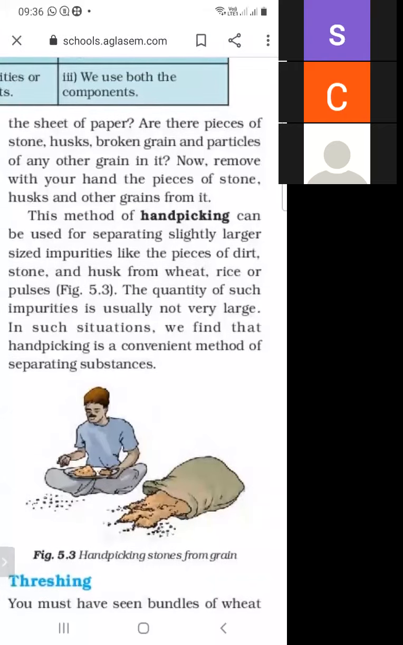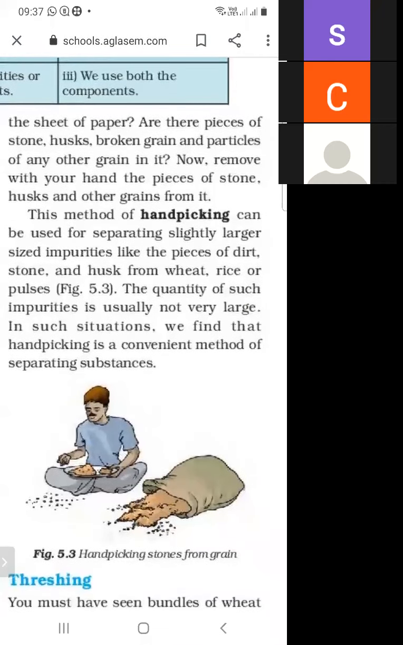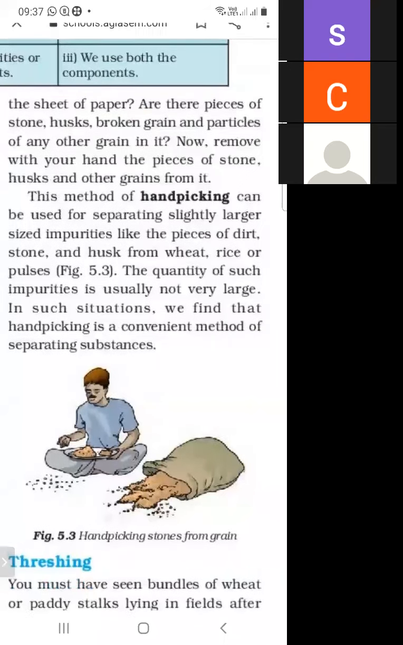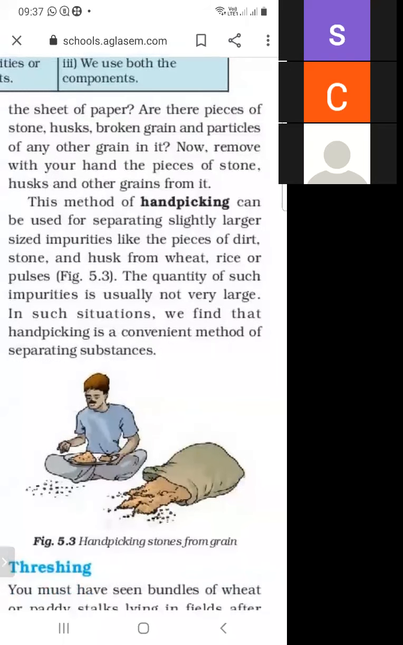If we remove unwanted particles, like stone, husk, broken grain, or particles of any other grain, with the help of our hands, this process is called hand picking. This method of hand picking can be used for separating slightly larger size impurities like pieces of dirt, stone and husk from the wheat, rice or pulses.